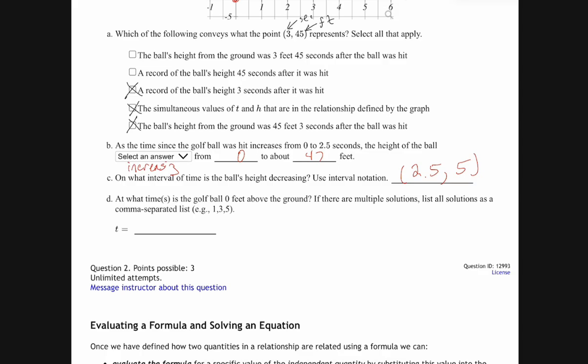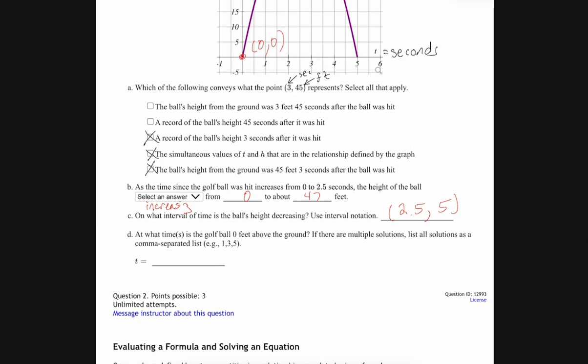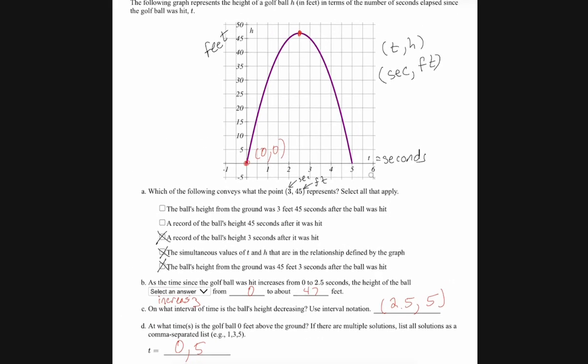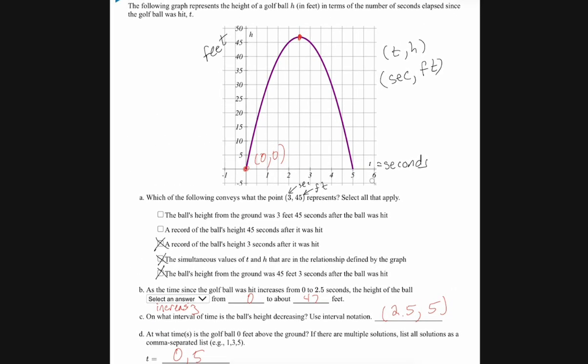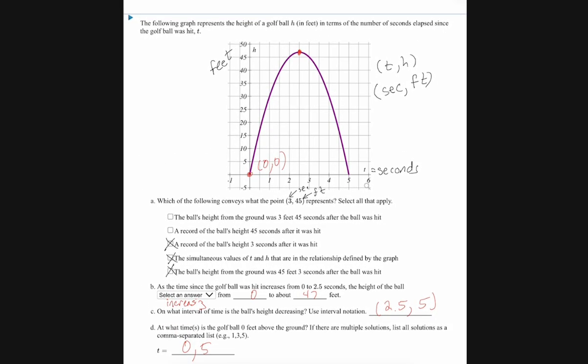It's going all the way to 5. At 5, it hits the ground, so it's not really doing anything at 5. And then at what time is the golf ball 0 feet above the ground? There's multiple times that our height is 0. So just look at your graph. Mine is 0 and 5. Yours might be times of something else. Is yours similar to my graph? Is it similar? Okay. Any questions that we have on the golf ball problem?